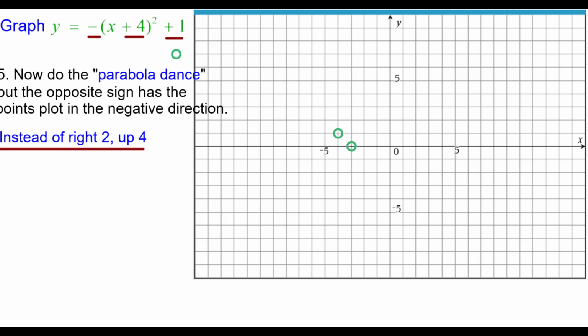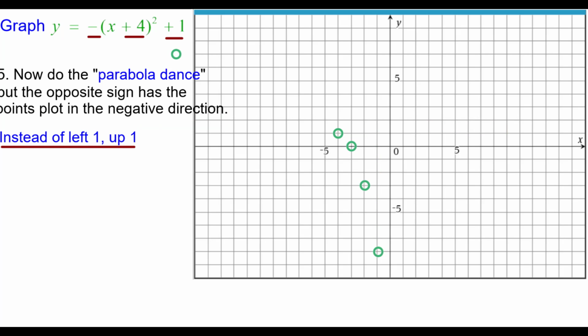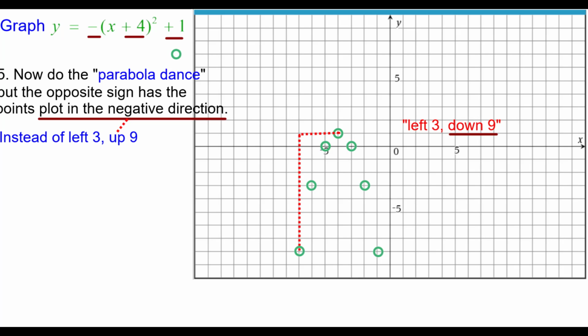Instead of right 2, up 4, it'll be right 2, down 4. Instead of right 3, up 9, right 3, down 9. Again, negative direction because of the opposite sign. Instead of left 1, up 1, it'll be left 1, down 1. Left 2, up 4 will become left 2, down 4. And left 3, up 9 becomes left 3, down 9.